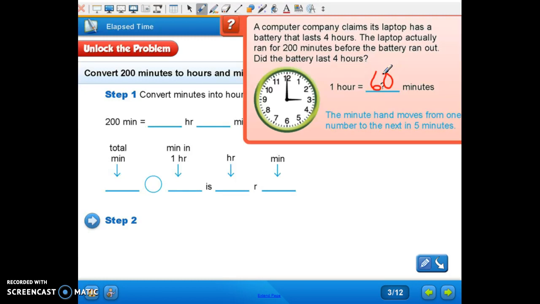If it moves between the 3 and the 12, how long is that? Starting at the 3, going to the 12, 45 minutes. Okay. What if it moves from the 10 to the 7? 45 again. Okay, that's just a little review. So, we're trying to decide if 200 minutes is the same as 4 hours.